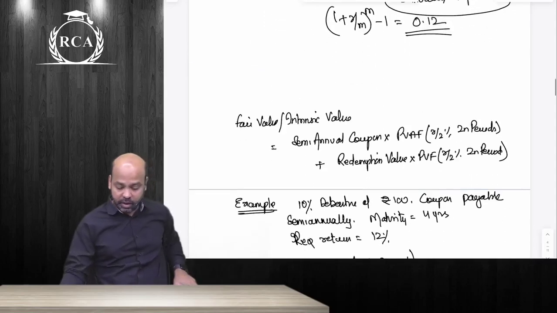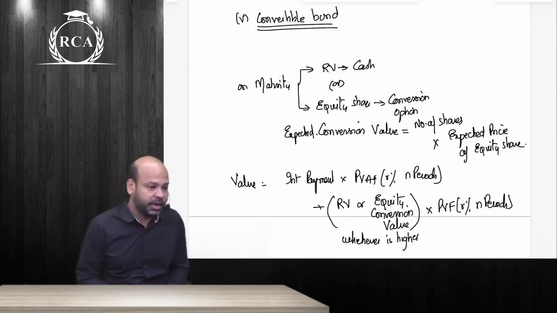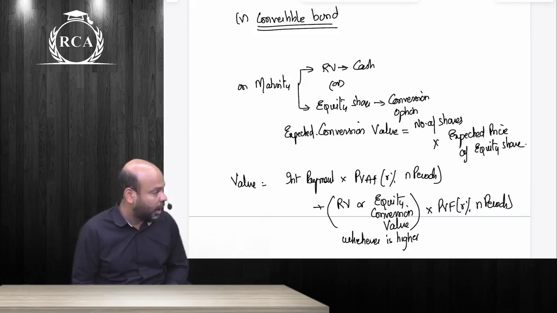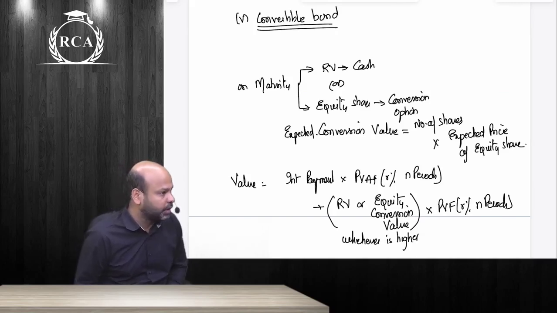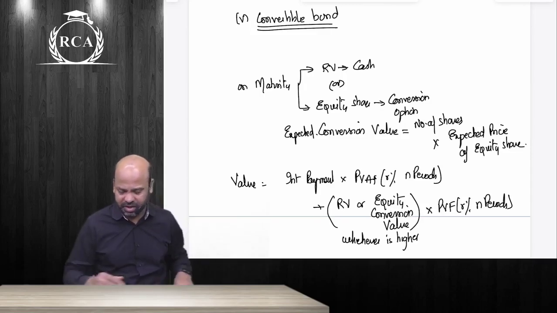Alright, guys. After that, convertible bond. I said in respect of a convertible bond, the advantage to the person who's investing is that he can either opt for cash payment or he can opt for equity, whatever is giving him a higher benefit on a later date. That is why to value a convertible bond, you will take interest amounts multiplied by present value annuity factor plus redemption value or conversion value, whichever is higher.